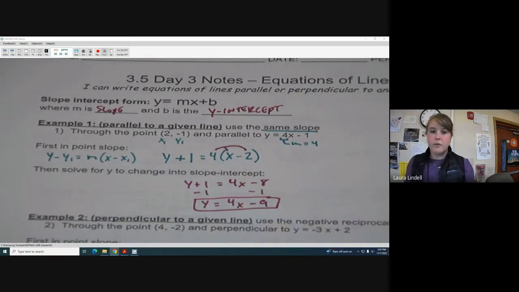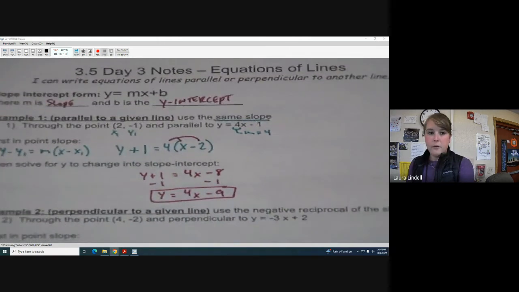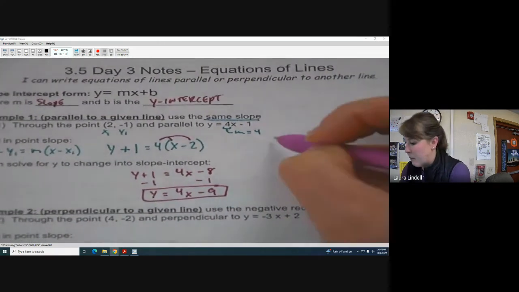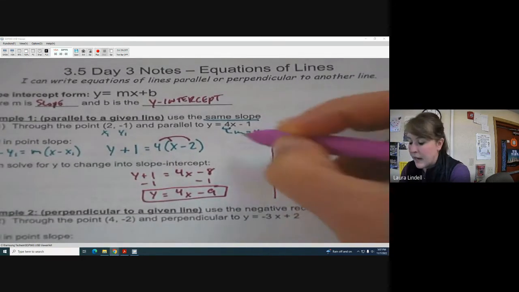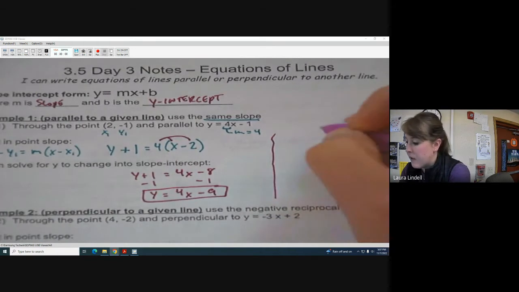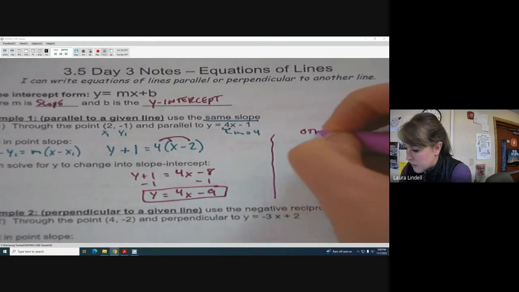There's another way that you could do this. You don't have to put it into point slope form first. If you want to, there is another option. So just really depends on what you like. If you liked this way, do it this way. But here's another option.